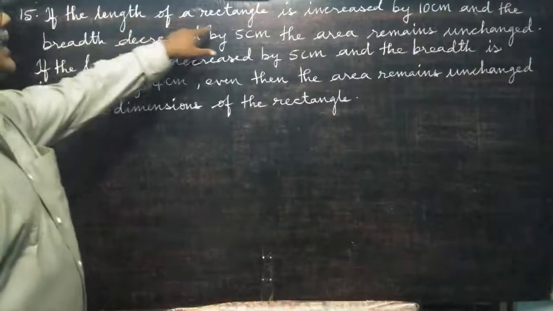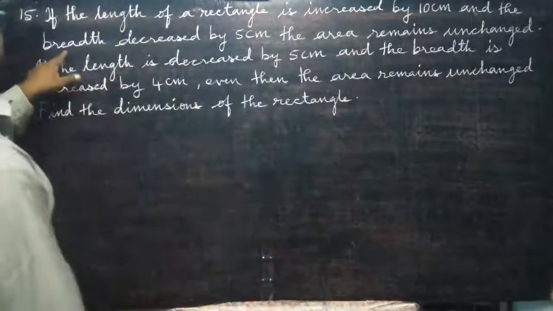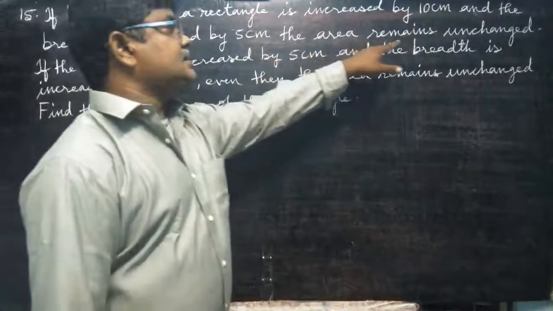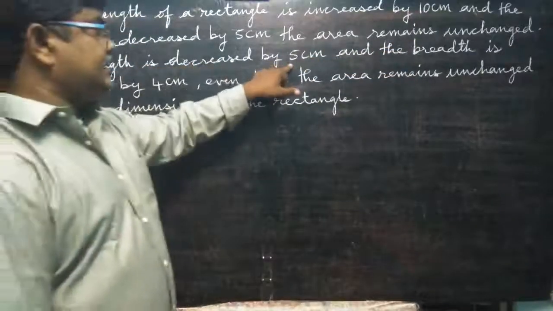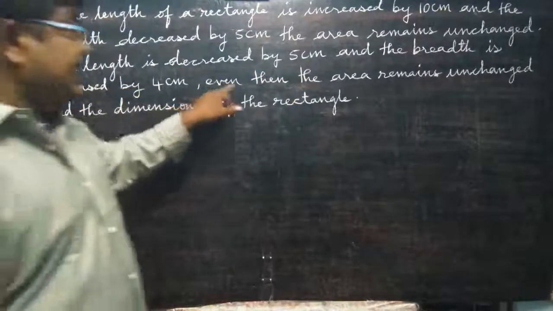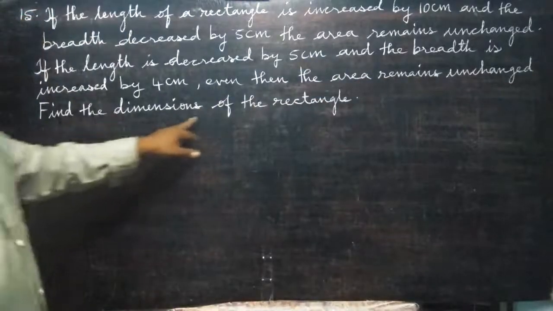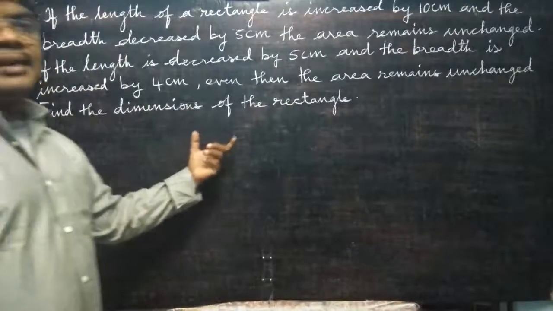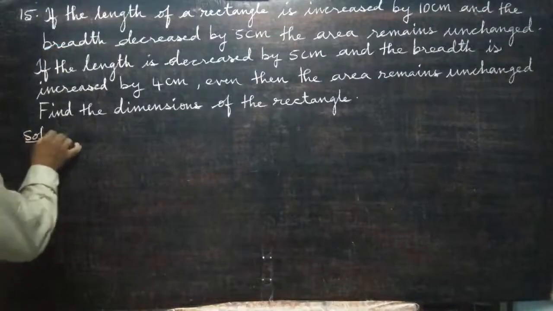Now 15th problem. If the length of a rectangle is increased by 10 centimeters and the breadth decreased by 5 centimeters, the area remains unchanged. If the length is decreased by 5 centimeters and the breadth is increased by 4 centimeters, even then the area remains unchanged. Find the dimensions of the rectangle. We have to find dimensions means length and breadth of a rectangle. Solution given.